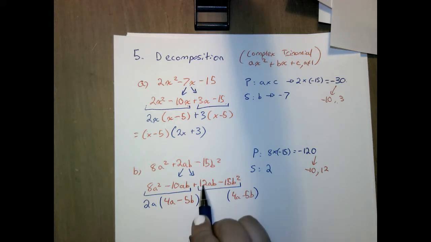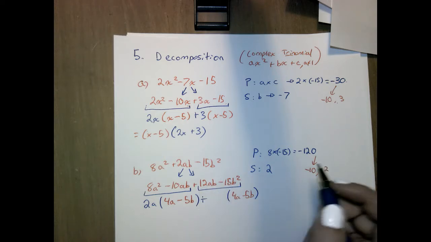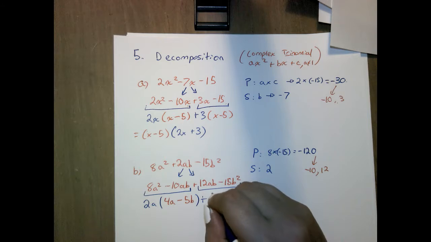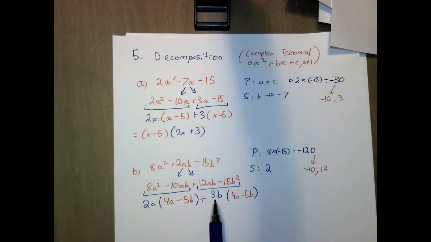So let's look at what these 2 terms have in common. So I have 12ab and minus 15b squared. So they both have a b in common, and it looks like they both have a 3 in common. So I can factor out 3b. And 3b times 4a would be 12ab, so that's good. And 3b times negative 5b is negative 15b squared, so that's good.